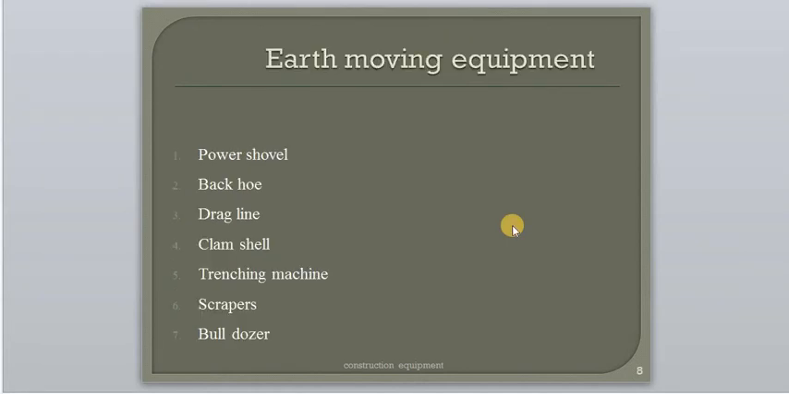Next is earth moving equipments. This is the list of earth moving equipments. Beyond this there may be more, but here there are 7 earth moving equipments: the power shovel, backhoe, drag line, clamshell, trenching machines, scrapers, and bulldozers. Okay? Beyond this there may be more also, but here we have listed 7. So we will see one by one.